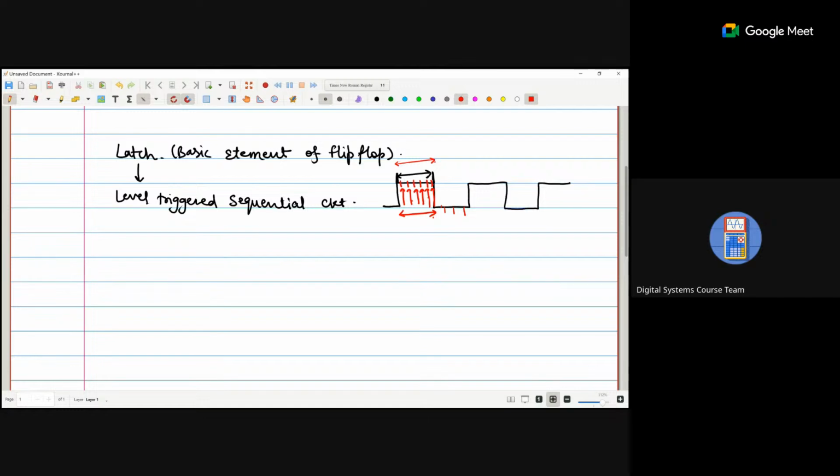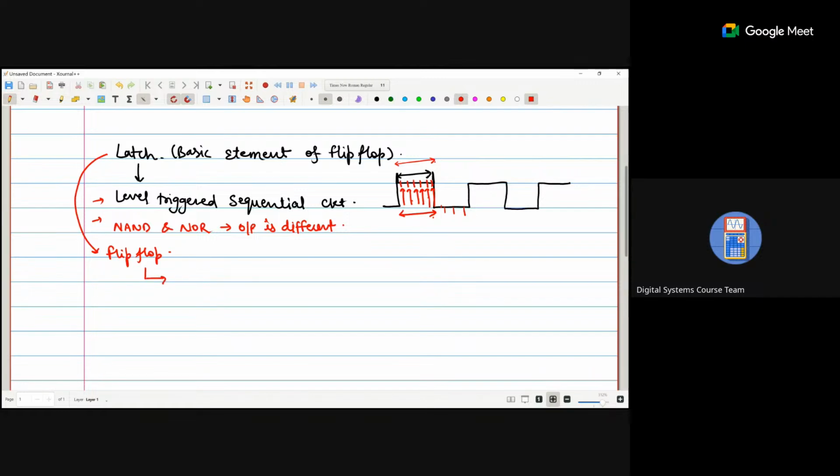The second problem with the latch is that if we design this latch with a NAND gate or a NOR gate, the output is different. This is the problem with the latch. So to overcome this problem, we go to the flip flop.